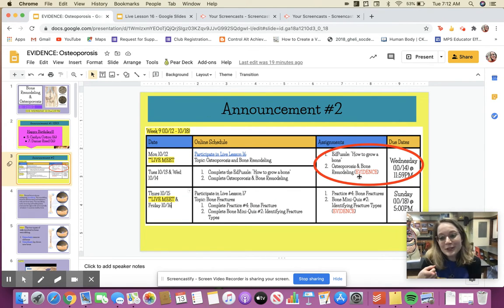And then there are 2 assignments due Wednesday. This osteoporosis one we're going to start right now. And then an ed puzzle, how can we actually grow bones to put inside a human? So we can grow them in the laboratory. It is pretty cool.